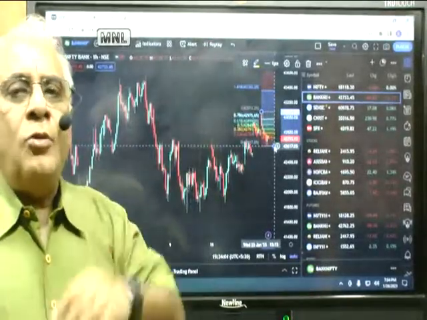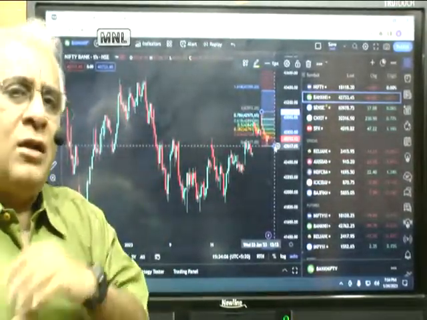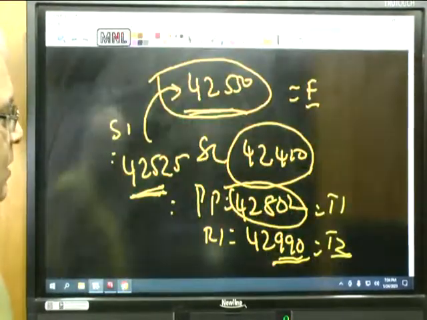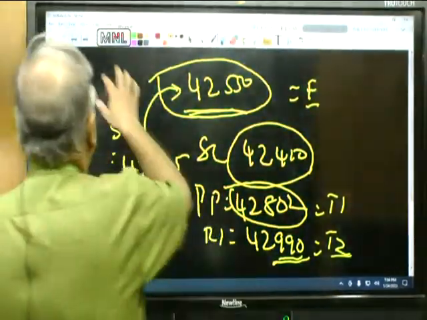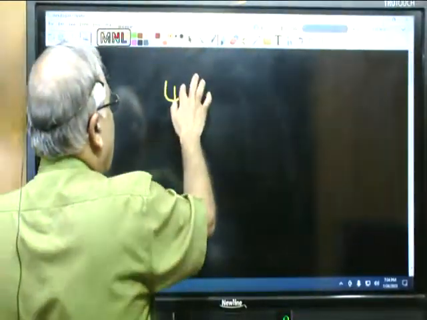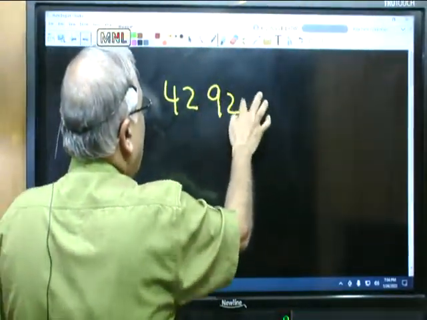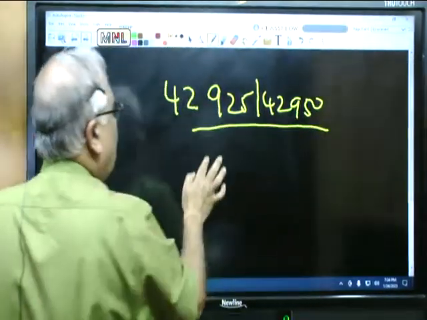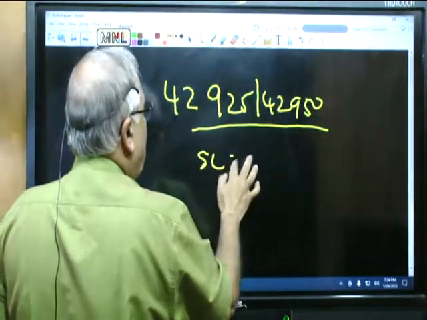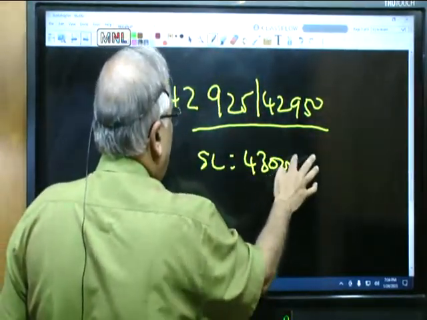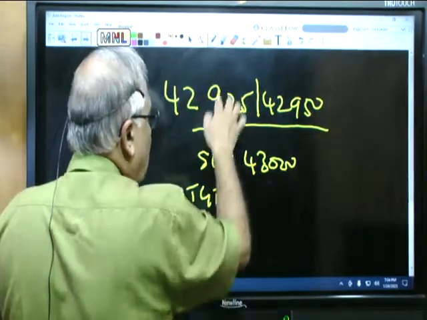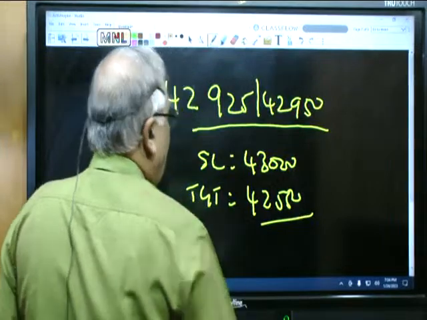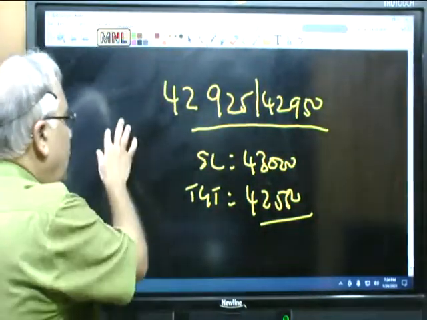Put in a stop loss above the R1, which is 42,990. You can put it closer to 43,000. So if it is going to rally straight away from here, our plan will be to sell Bank Nifty intraday at around 42,925 to 42,950. This is the area to sell. Stop loss will be above 43,000. Target, if it goes straight up to that, it can come down to 42,550. If it is going to go down, we buy at 42,550.